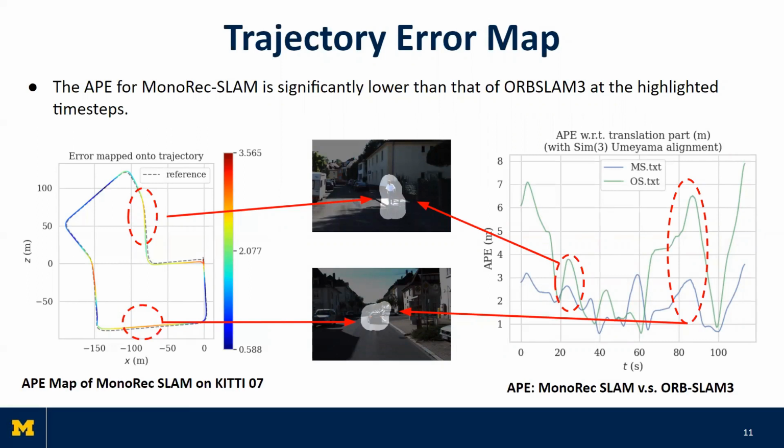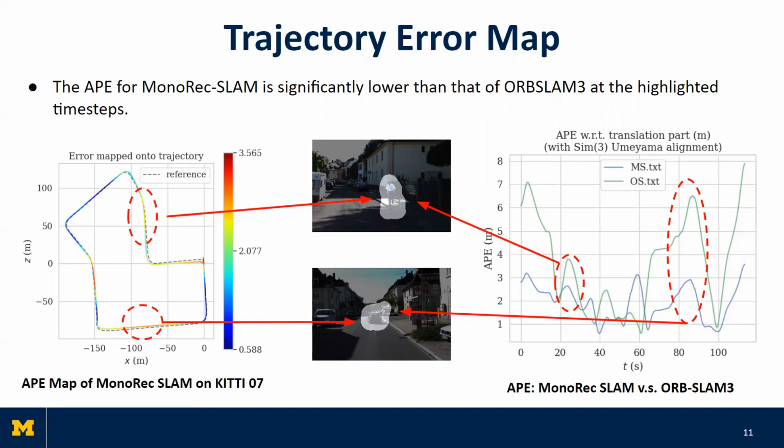This slide discusses the APE, or absolute pose error, for MonoRec SLAM and ORB-SLAM 3 with respect to the ground truth. The graph on the left shows the APE of MonoRec SLAM along the trajectory of the sequence, here KITTI sequence 7. The red dotted circles highlighted on this graph show the positions on the trajectory at which MonoRec performs significantly better than ORB-SLAM 3.